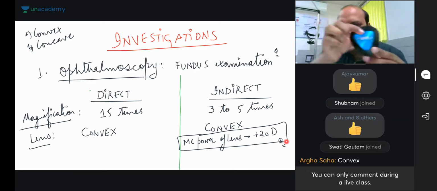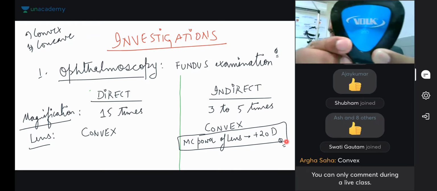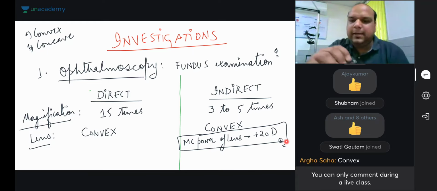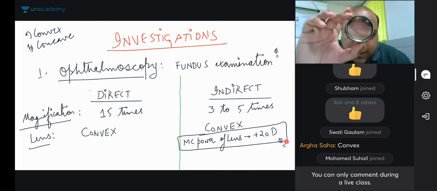So this is a 20 diopter lens, guys. If you've never seen it, you can see on the box it is written 20D. So this is what a 20 diopter lens looks like. You can see here. I don't know if you can. Can you see, guys? You can see also one more thing.